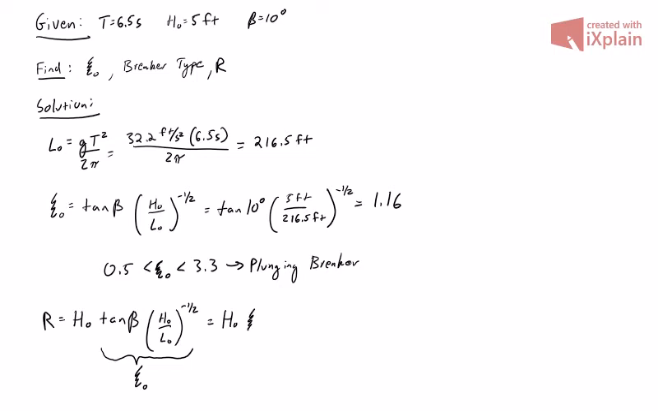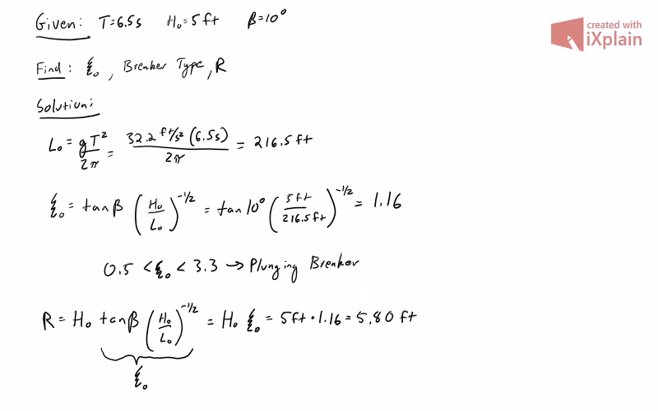So anytime you do these problems, if you've already calculated the surf similarity parameter, you can just do deep water wave height times the surf similarity parameter to get the beach run-up. And that makes it a lot simpler and saves you from having to chug through a bunch of numbers again, right? So we can go ahead and plug in our deep water wave height is 5 feet times our surf similarity parameter of 1.16 gives us a wave run-up of 5.80 feet.